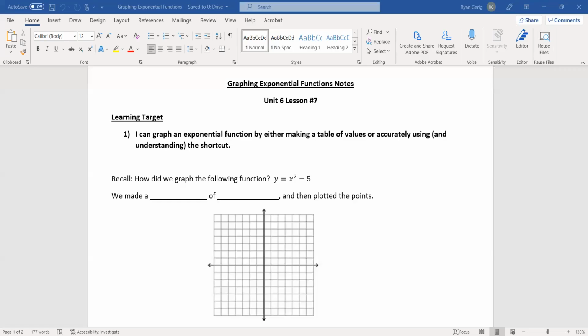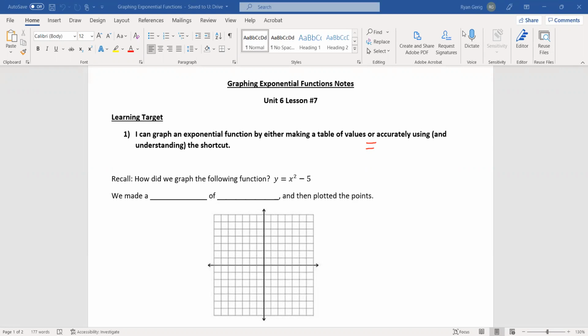Hi, everyone. Jumping into graphing exponential functions today. I want you to look at the learning target real quick, and I want you to see a word that's very important. There's the word "or" there. I can graph an exponential function by either making a table of values or accurately using and understanding the shortcut. Okay. So I'm giving you two options on how to do these problems.